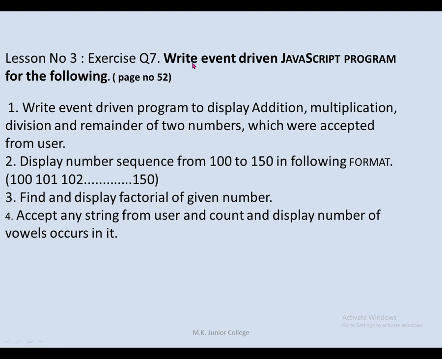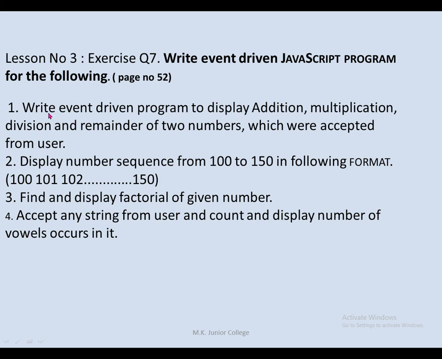Okay, so suppose, see, this type of question you will get in your exams. In your final exam, question number 8 you will get for programs: one program from HTML and another program from JavaScript. So over there you will get such types of questions. This is on page number 52, the exercise of lesson 3. Under the exercise, question number 7 is a program question. Write an event-driven JavaScript program for the following questions, they have given 4 questions.